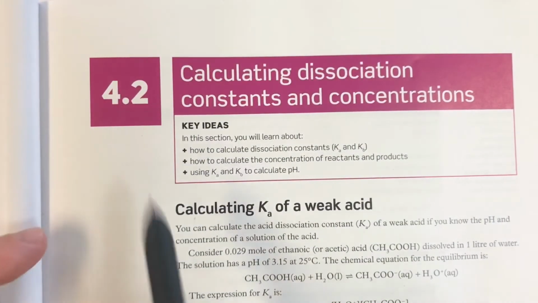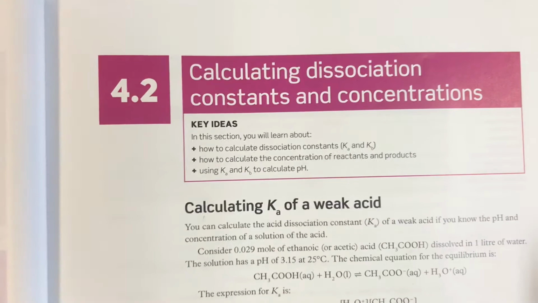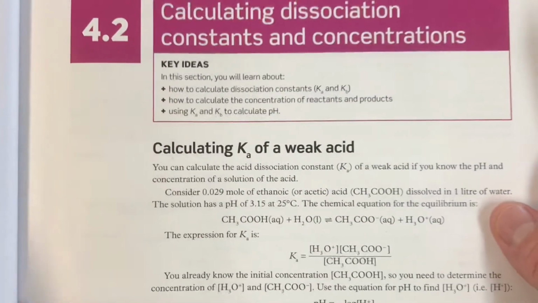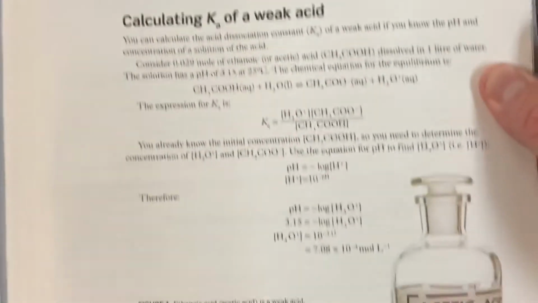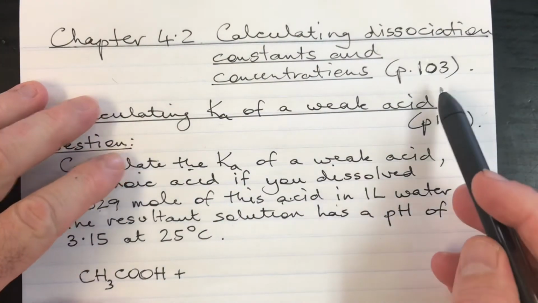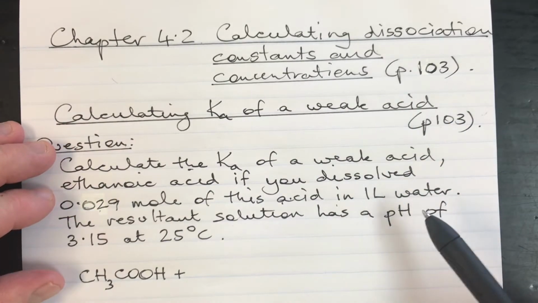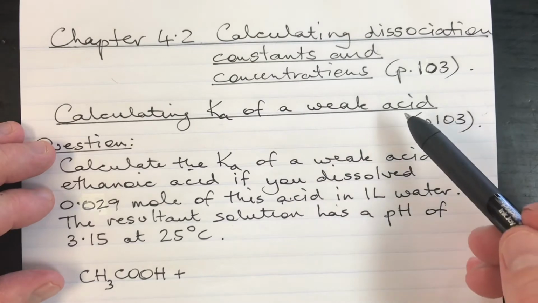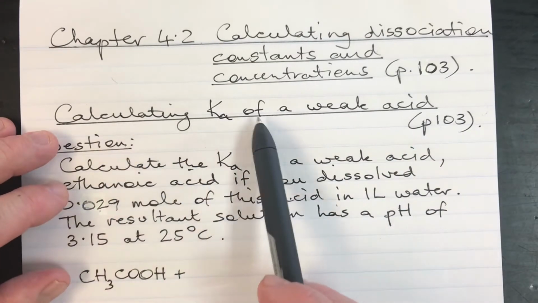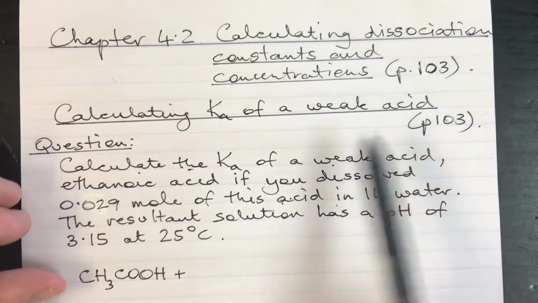So in 4.2, calculating dissociation constants and concentrations, I'm just going to work from paper with this one, tracking what they mean by all this writing in the textbook. It starts on page 103, and the whole chapter, as I said in the intro, comes up with the actual value for Ka. So in the first instance, we're going to calculate the Ka, the acid dissociation constant of a weak acid, on page 103.